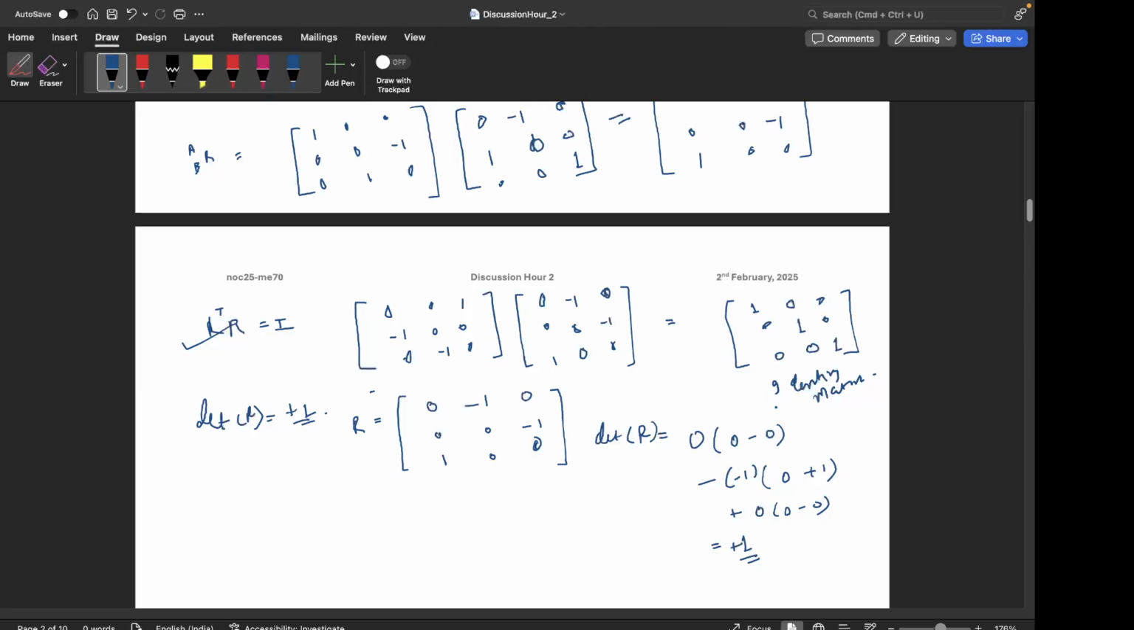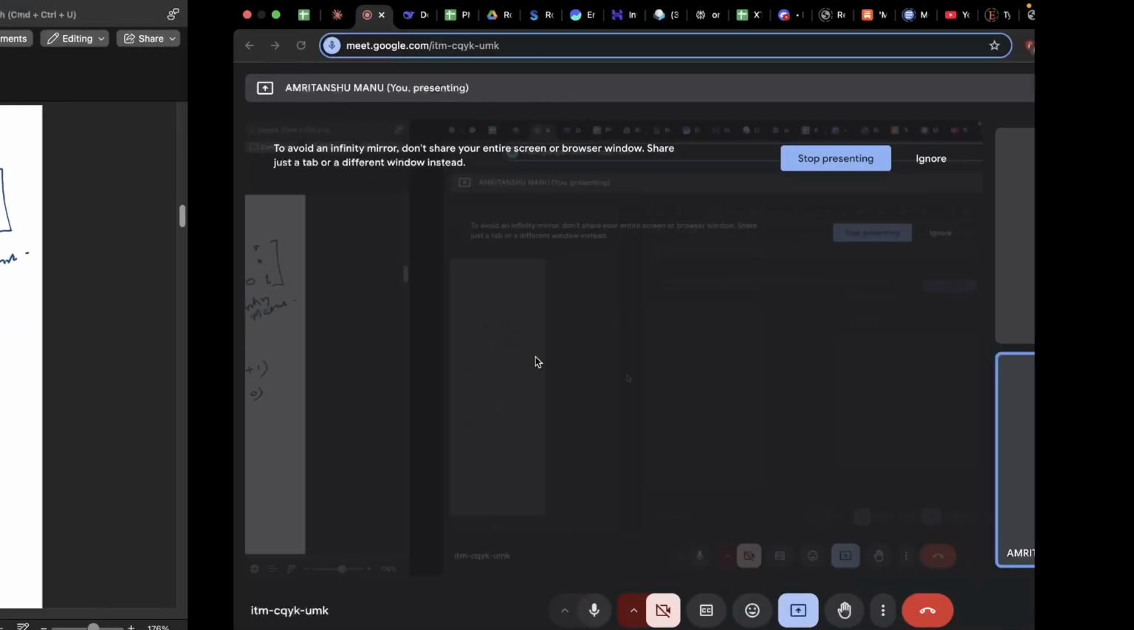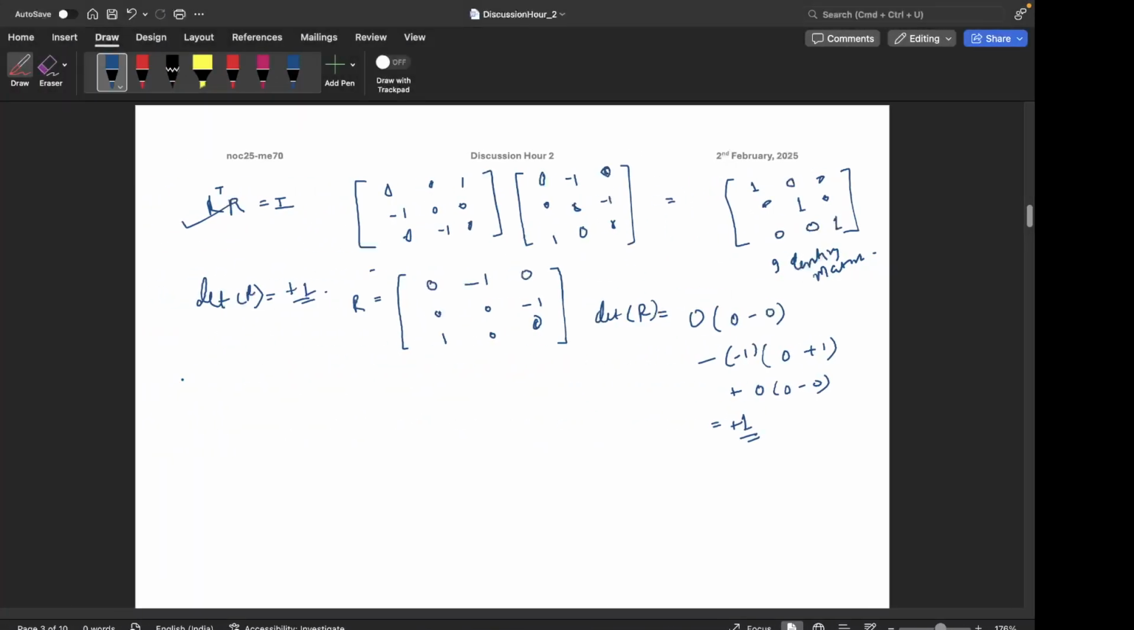And this you can try with any rotation matrix that you find. The determinant is always 1. And if that's not the case, that means something is wrong with the rotation matrix. Okay, so having got this out of the way, what other properties do we want to check for?